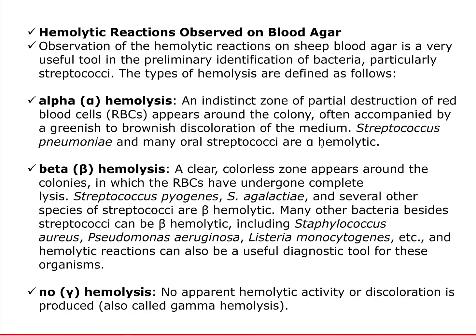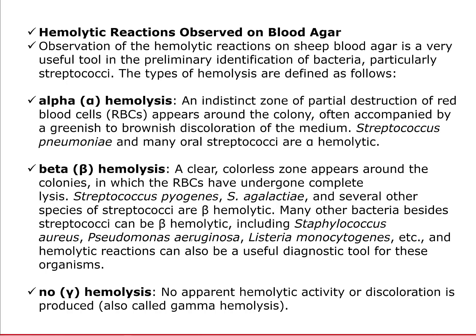It appears around the colonies. They've undergone complete lysis. Streptococcus pyogenes, which you're reading a case study about, talking about flesh-eating bacteria. Well, here you go. Streptococcus agalactiae and several other species of strep are beta hemolytic, beta bad. Many other bacteria besides strep can be beta hemolytic, including Staph aureus, Pseudomonas aeruginosa, and we usually see this organism in burn patients a lot of times, the Pseudomonas.